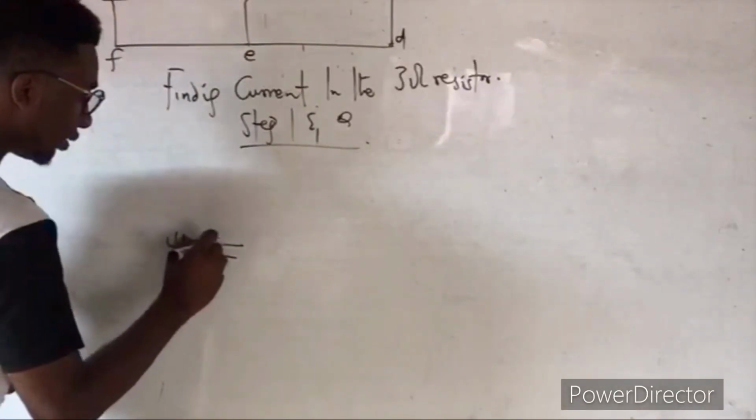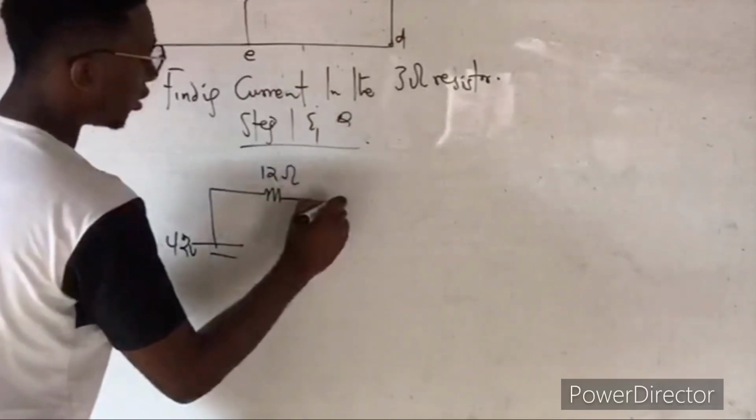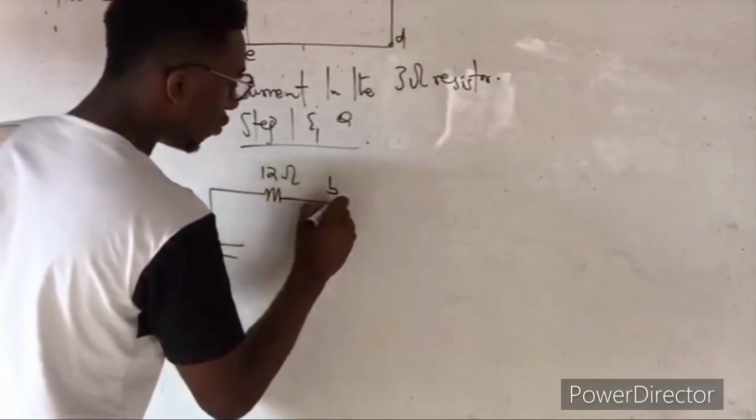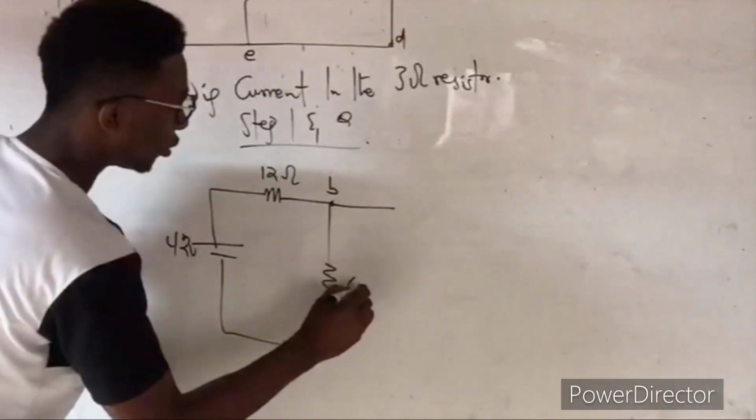This is 42 volts. This is 12 ohms. Point B. And this is 6 ohms.